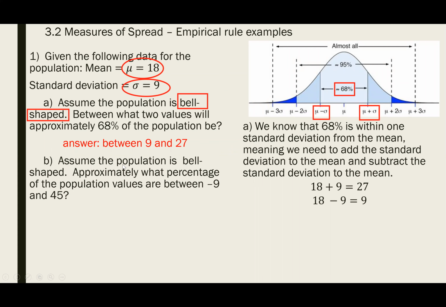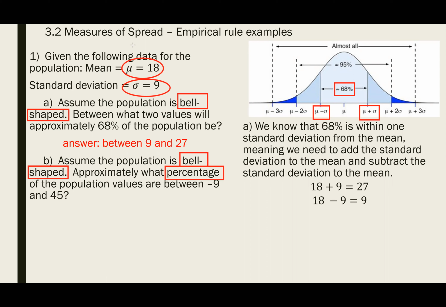So they ask you, assume that the population is a bell-shaped curve, which is, as I mentioned, they tell you that it's a bell-shaped curve, meaning it's symmetric. Then we can use your empirical rule. Approximately what percentage of the population is between -9 and 45?